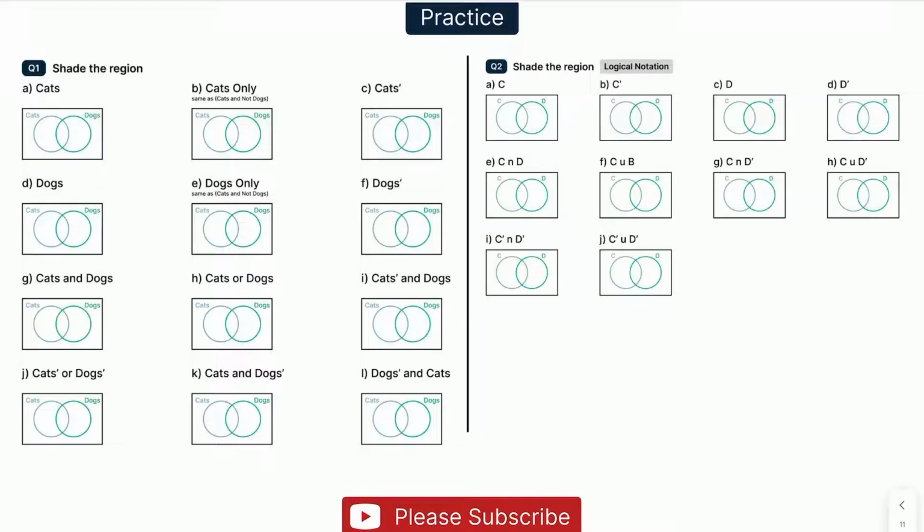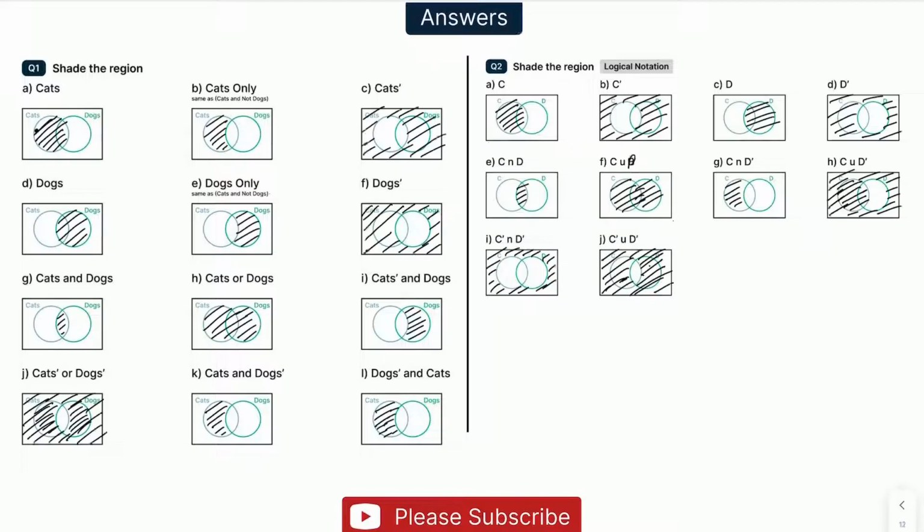Now here are some practice questions for you to go at. Have a go and press play when you're ready for the answers. Here are the answers, mark your work.